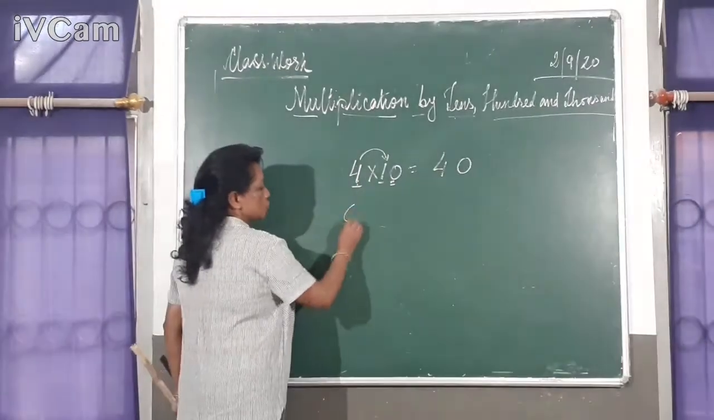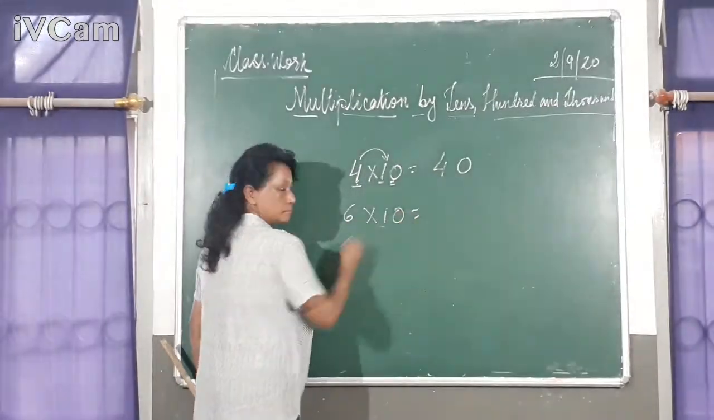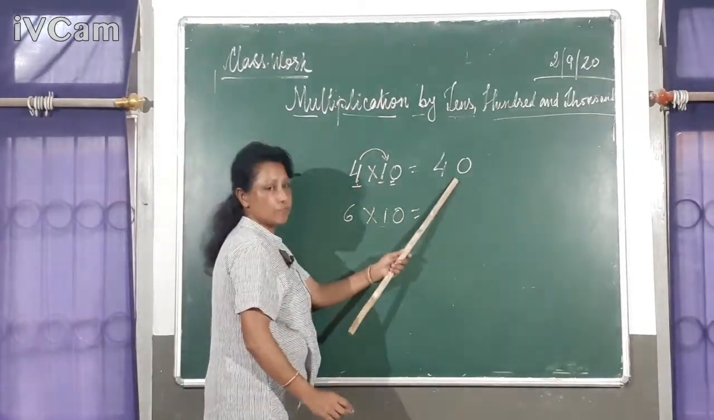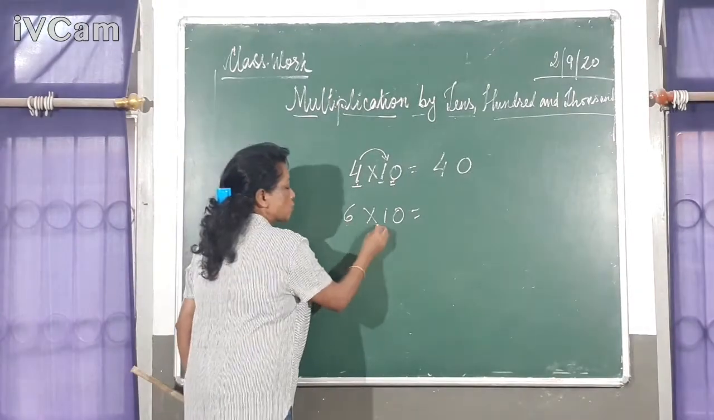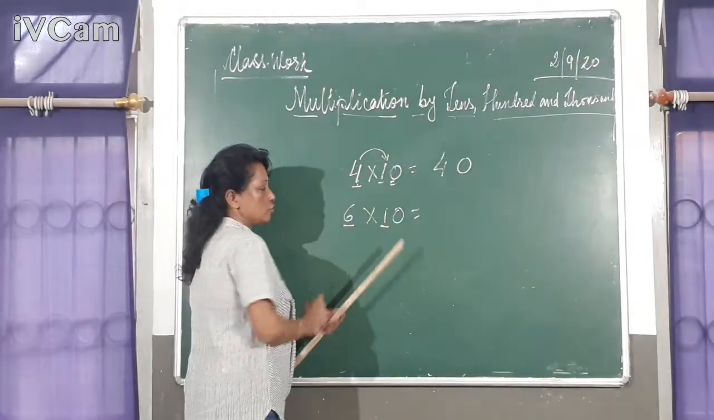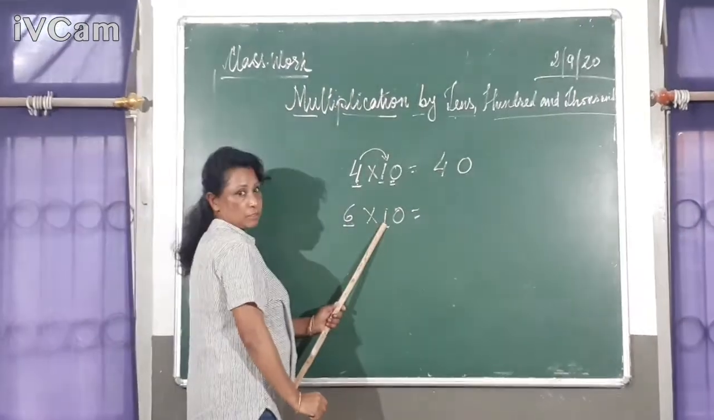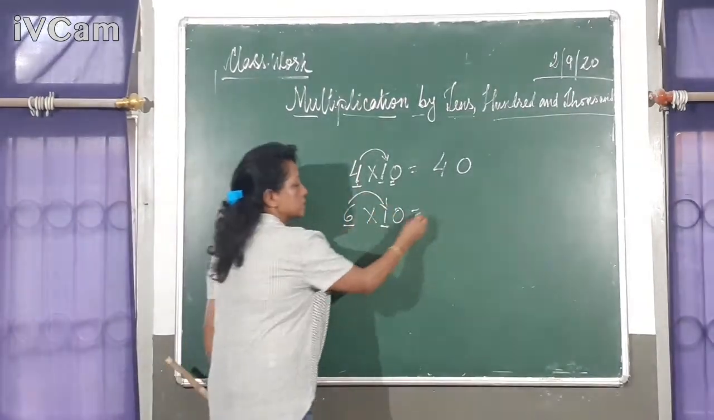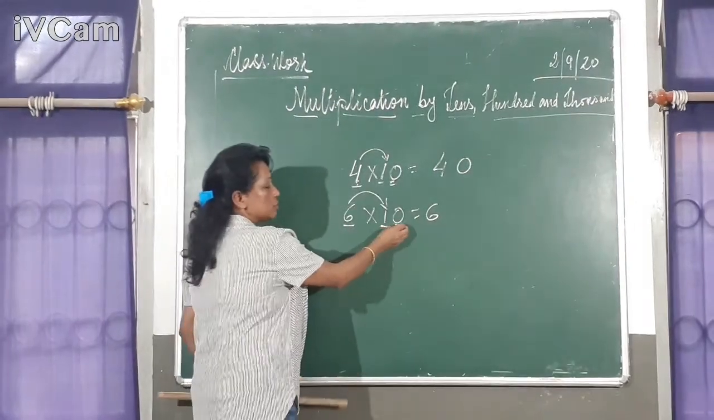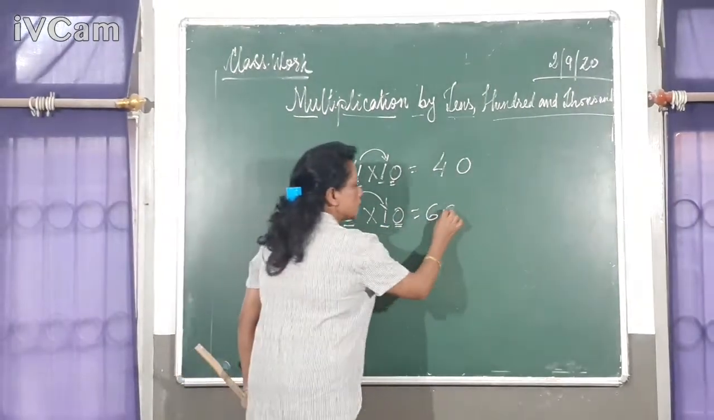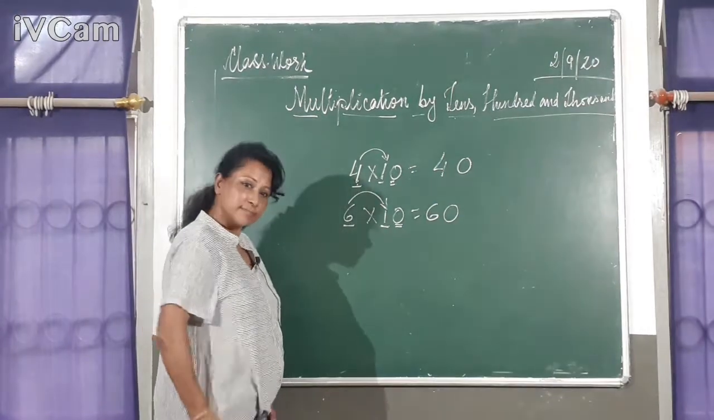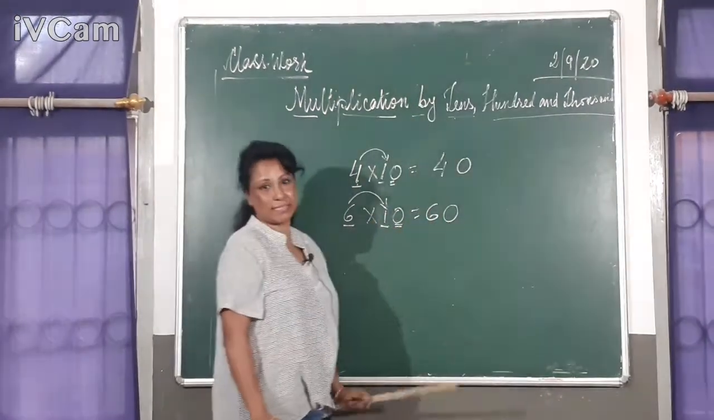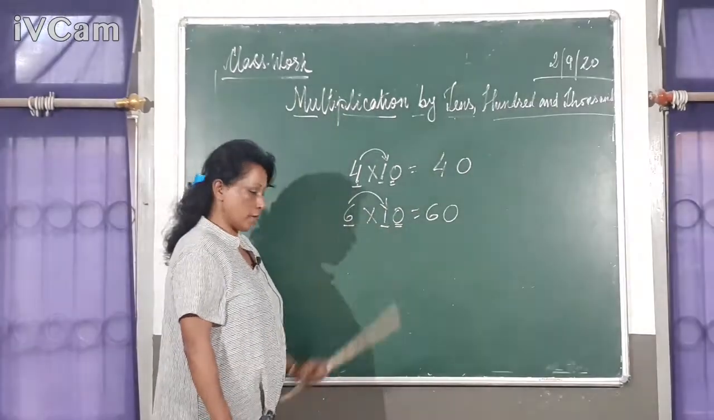Right? Now one more I'm going to do. 6 into 10. Here, I did the 0 first. Or you can also do 6 ones. Look at the numbers only. Don't look at the 0 first. Look at the numbers first. So 6 ones are 6. And how many zeros are here? 1 zero. So you have 1 zero. Okay? So this is how you do multiplication with tens. Isn't it easy?